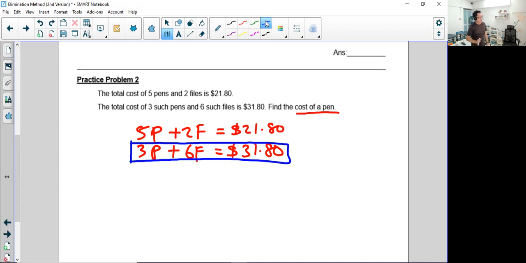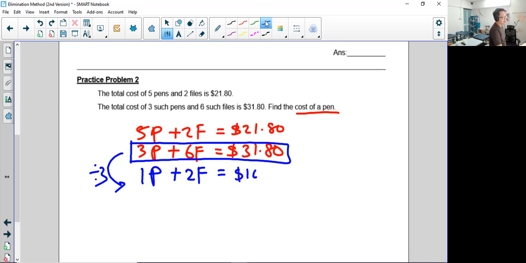Maybe I divide by 3. Let's divide by 3, because if I divide by 3, what will happen? I will have one pen, and then divide by 3, I will get 2 files. And then $31.80, you also divide by 3. So $31.80 divided by 3, you will get $10.60, right? Then this statement that you boxed will be cancelled. You don't have to see that anymore.